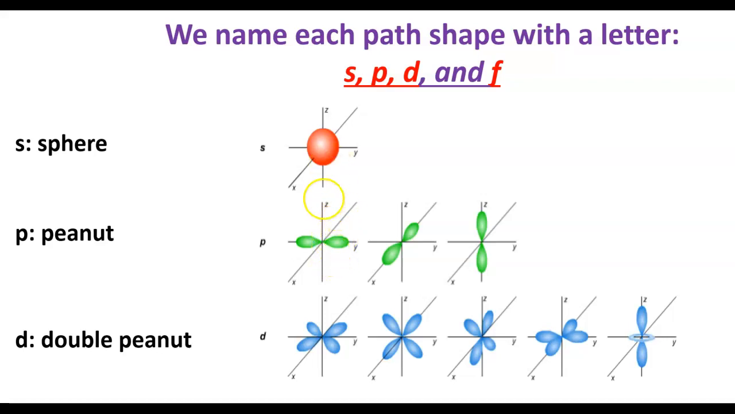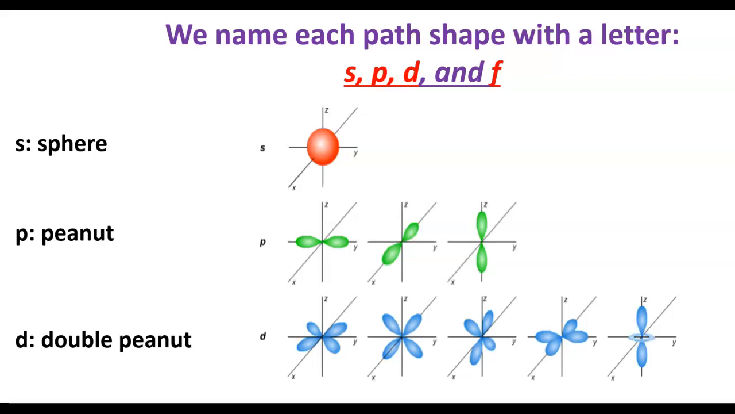P I called peanut because it kind of looks like an old-time peanut that you would crack open, right? And so those are the green ones. And there's 3 different kinds of peanuts, sort of say, because it can travel on 3 different axes. So we have the x-axis, the y-axis, the z-axis. So 3 different p orbitals depending on orientation. Whereas with the sphere, there's only one orientation for a sphere, right? It doesn't matter where you are, it's the same circular path.